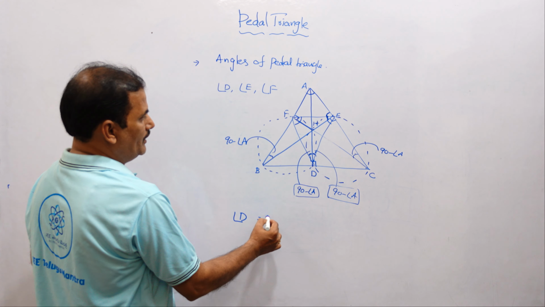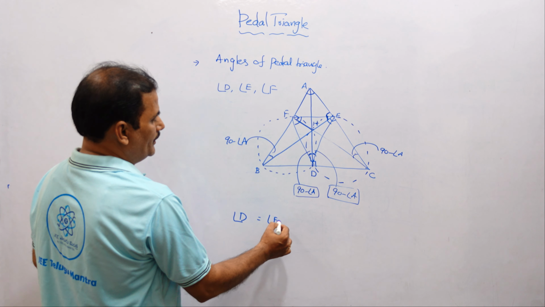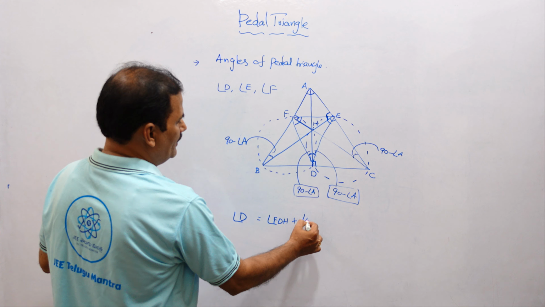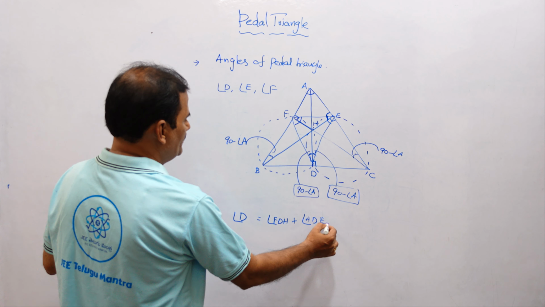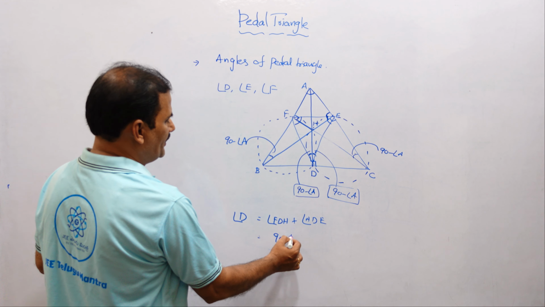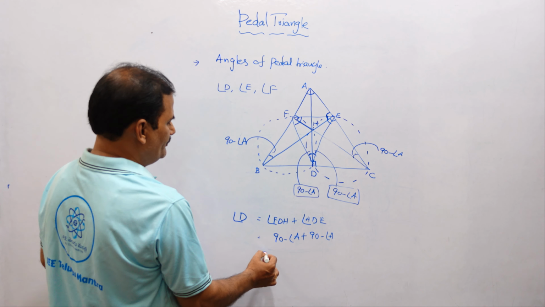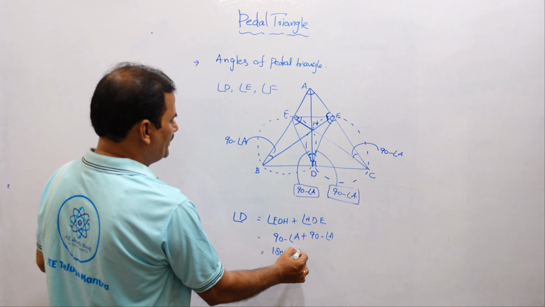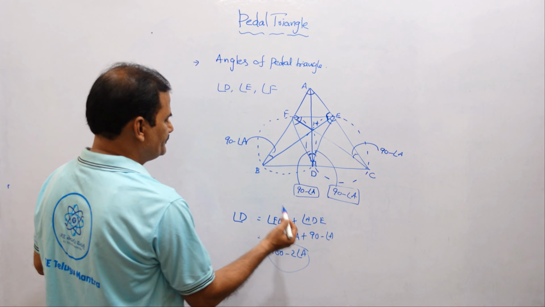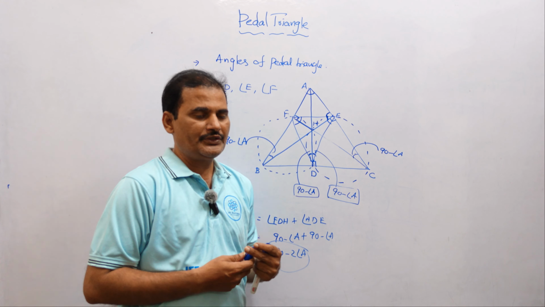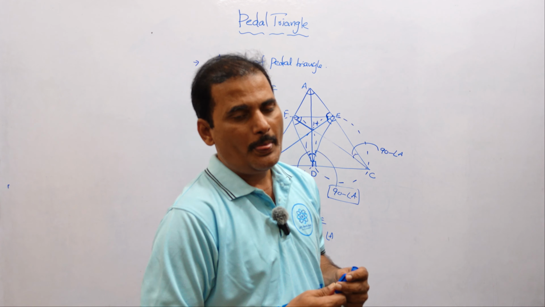Angle D is equal to angle FDH plus angle HDE. Therefore, this is 90 minus angle A plus 90 minus angle A. That should be 180 minus 2 angle A. Therefore, the first angle in the pedal triangle is 180 minus 2A.